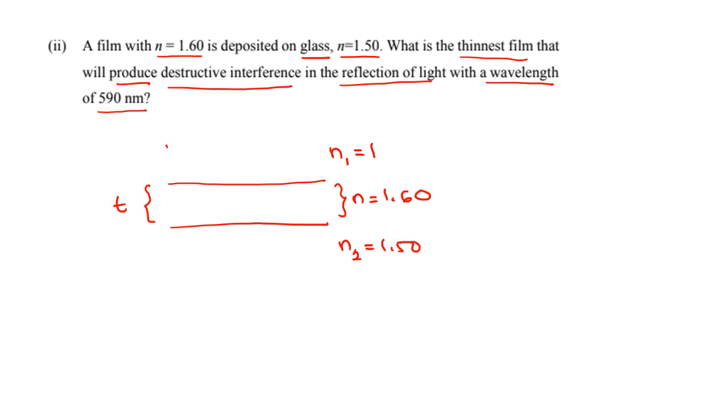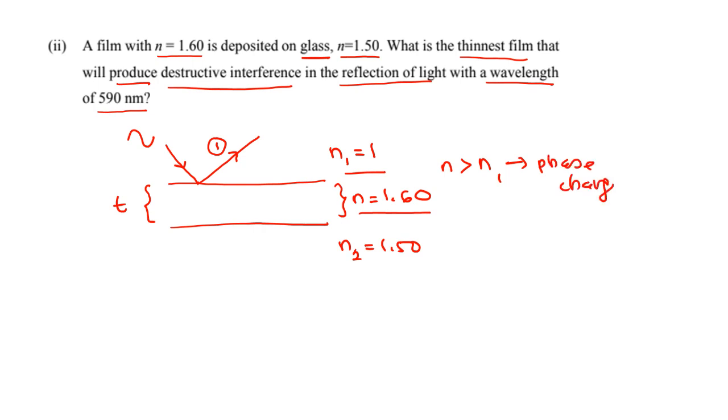Firstly, we draw the incident light. This is the shape of the wave of incident light. After that, it will reflect. So this is the first reflected light. Okay, to know whether this light experiences phase change or not, let us compare n for film and n for air. It is found that n for film is greater than n for air. So there is phase change. Alright, so what is the shape of the light? So this is the shape of the reflected light.